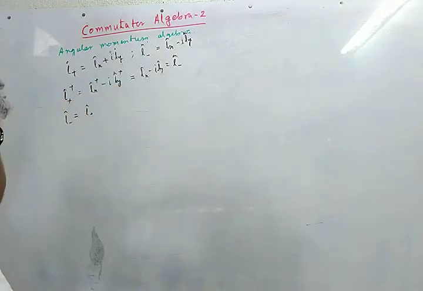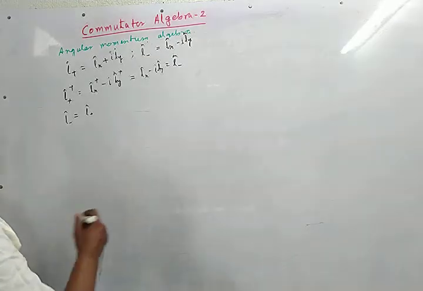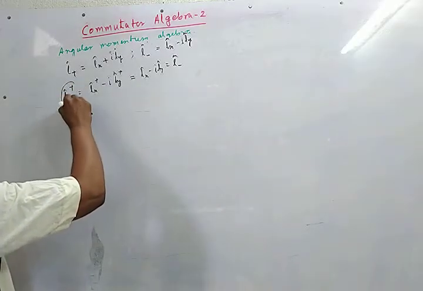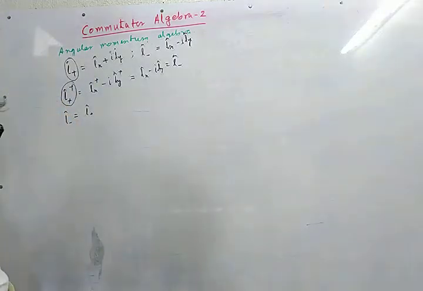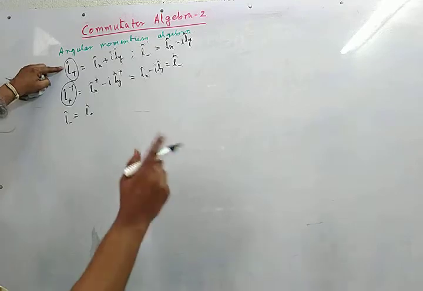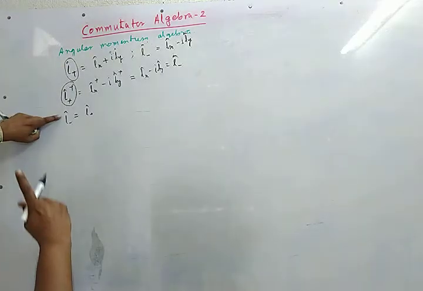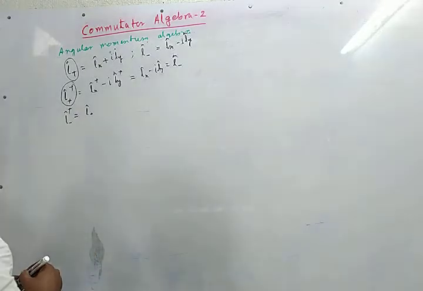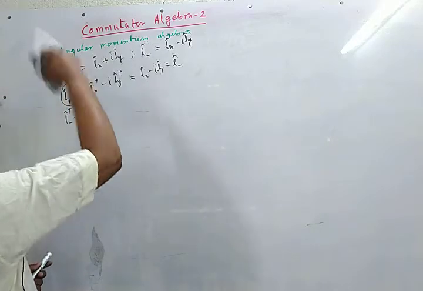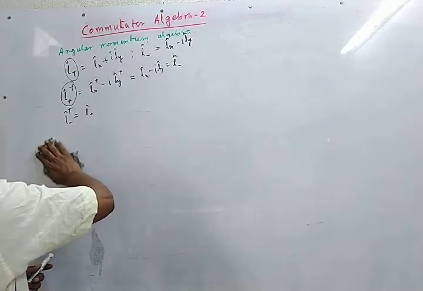Without going into the evaluation of eigenvalues, let me just say why it is called plus. When L plus operates on a state, it increases its m projection value by 1. When L minus operates, it decreases its projection value by 1. That's why they are called L plus and L minus. So keeping L fixed, m can be increased by operating with L plus, or decreased by using L minus.